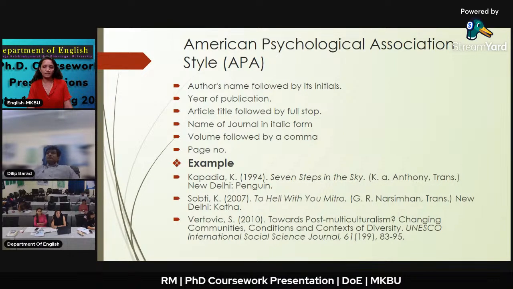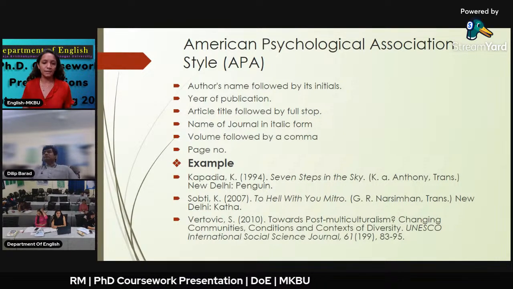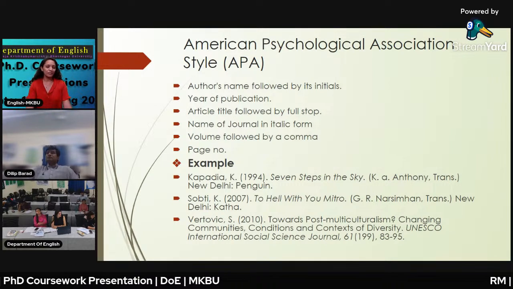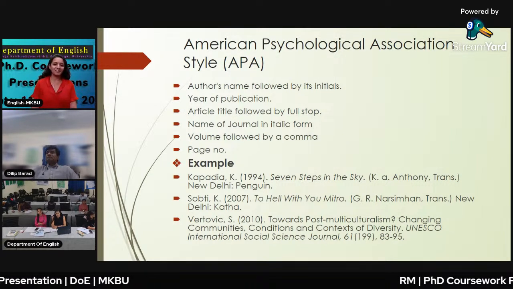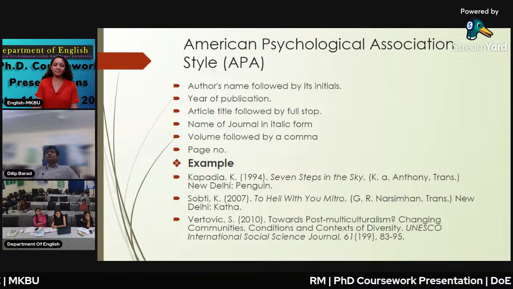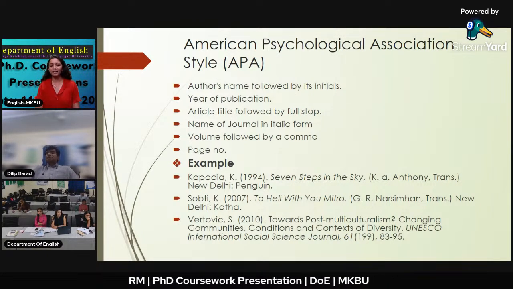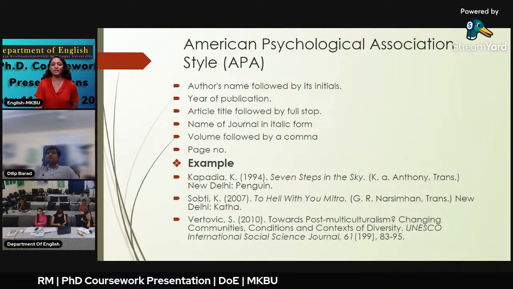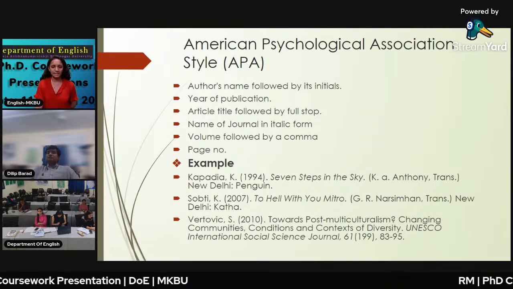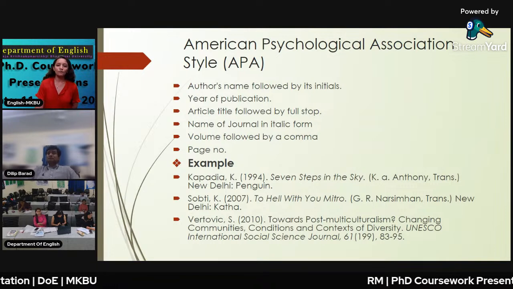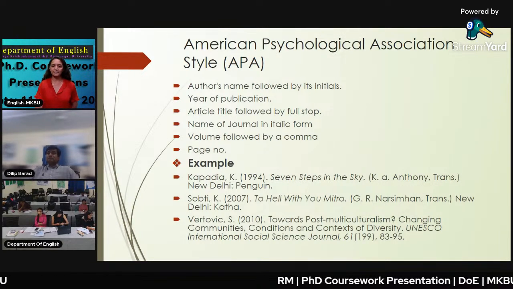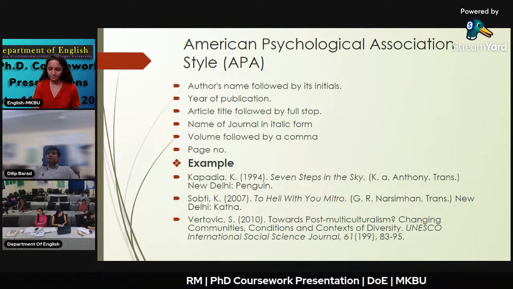Second is American Psychological Association style, APA. We all know APA referencing style. The first is author name followed by initial, year of publication, and then article title followed by a full stop. Name of journal in italic form. Volume followed by a comma, and last is page number.